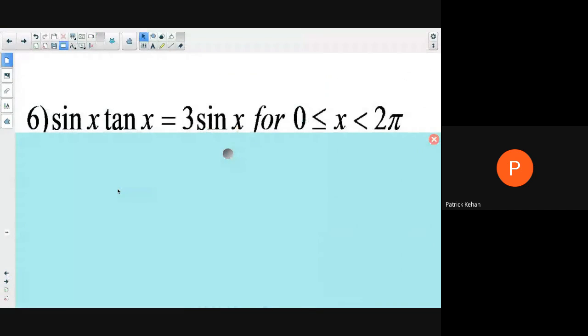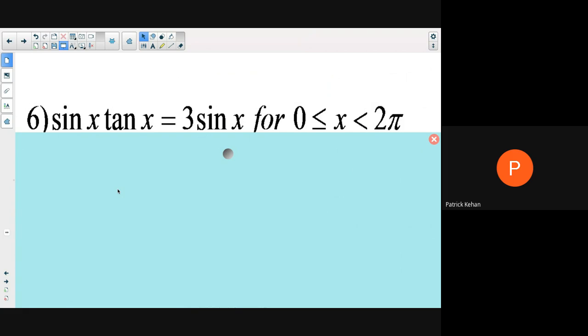All right, next example. Again, we're solving sine x times tangent x equals 3 sine x for all angles between 0 and 2 pi radians. Again, we're in radians. Make sure you're calculating that in radians. You have to be really careful with this example.